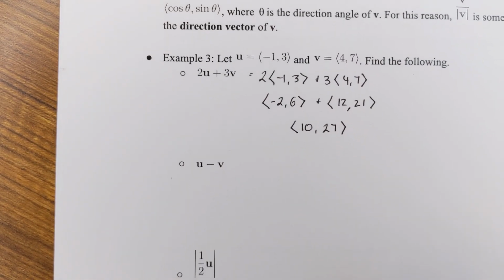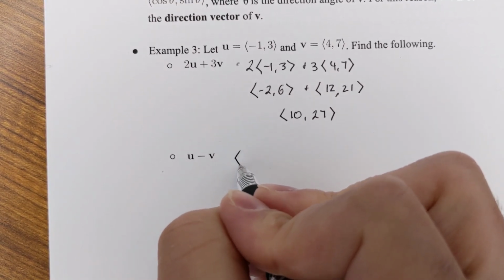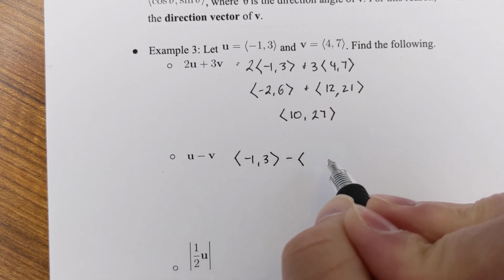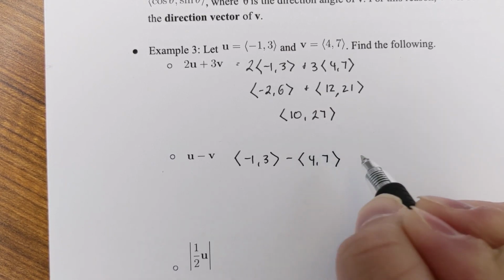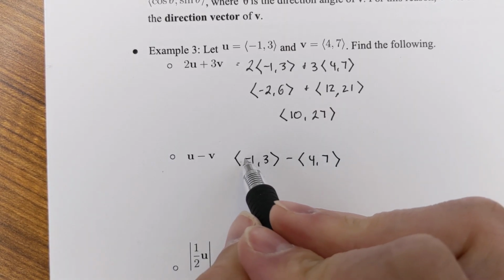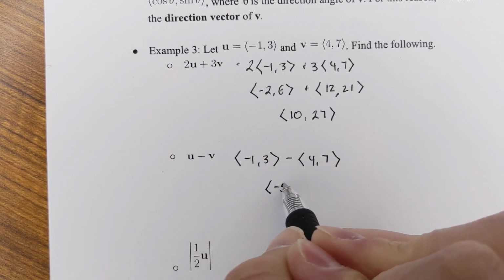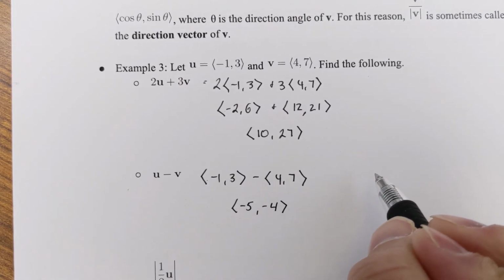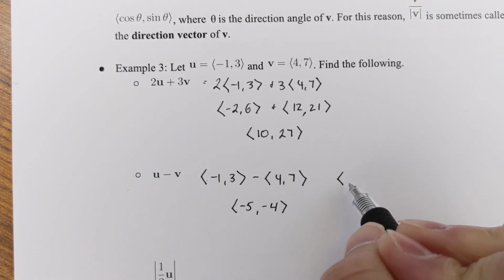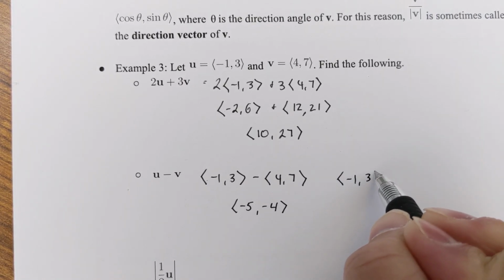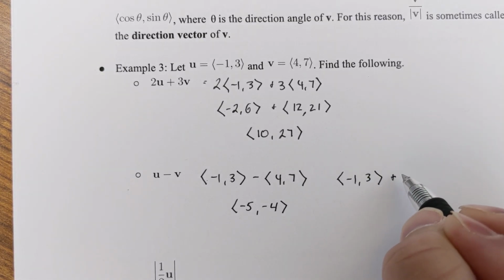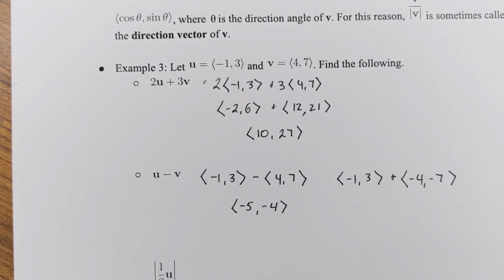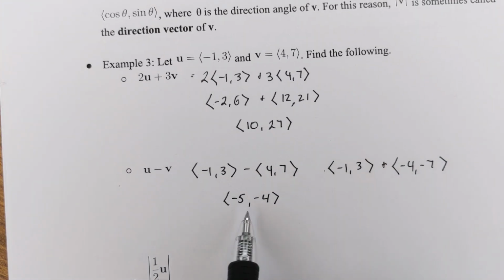So U minus V. So vector U, negative 1, 3, minus vector V, 4, 7. So it's just matching components, negative 1 minus 4, so negative 5, 3 minus 7, negative 4. Now the other way to think about that, and the way that it was in the text box, is instead you add the opposite vector, but you get the same thing. Negative 1 plus negative 4 is negative 5.